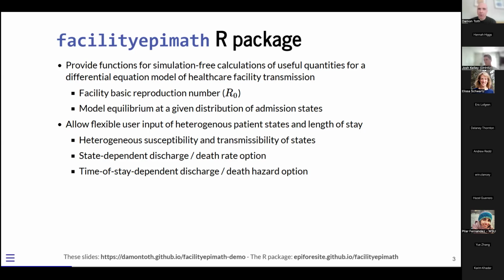And then for the length of stay, we have a pretty flexible system where you could have a state-dependent discharge or death rate. Or you can have a time of stay dependent discharge or death hazard function, which basically allows you to use any kind of length of stay distribution that you want to match what the distribution looks like in a real facility, for example.